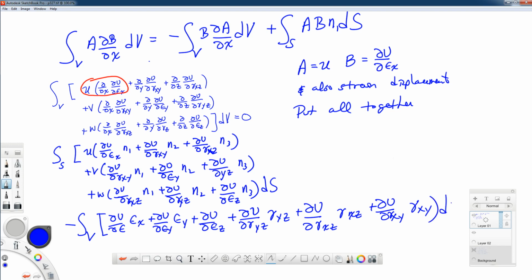And that is over the volume, and then this whole thing is equal to 0. Alright, so now we have a couple things going on here. We can have surface displacements going to 0 on a certain surface region. If the surface displacements go to 0, the u, v, and w terms go to 0. And that surface integral evaluates out to be 0, and we're left with the volume integral.